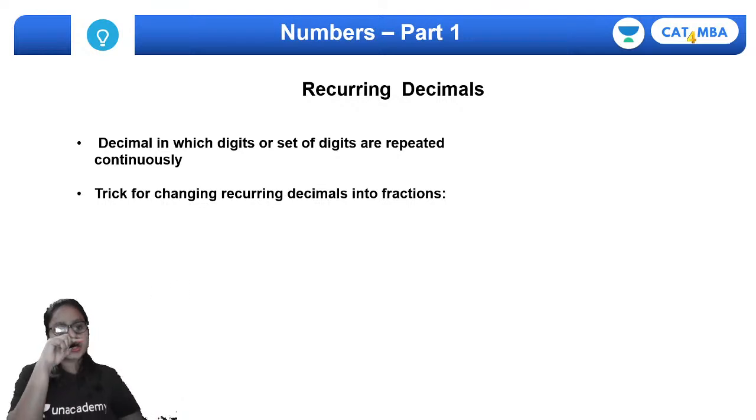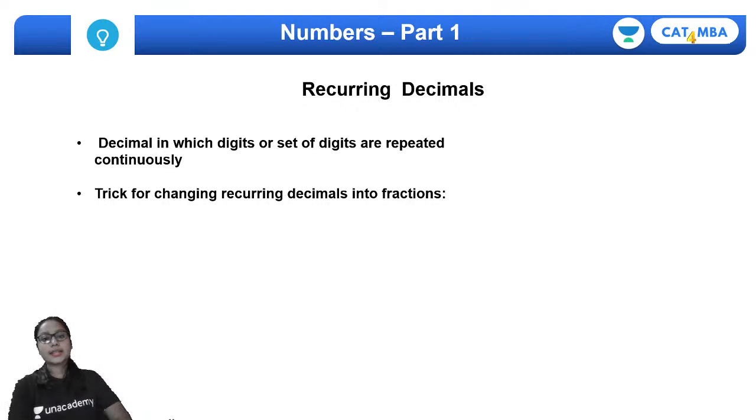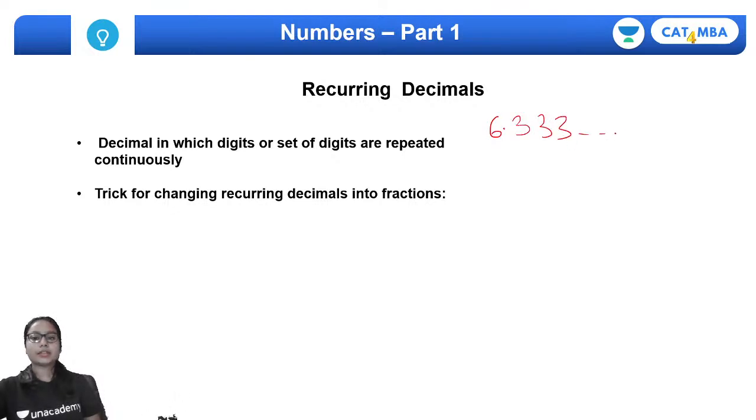Next. Now let us discuss again recurring decimals. We already know what recurring decimals are: decimals in which the digits after the decimal point are repeated, or a set of digits is repeated continuously. What do we mean by this statement? Let's see. If I have a decimal of this form, 6.333 and so on, it means the digit 3 is being repeated. So this decimal can be represented in this form, 6.3 bar. What does this bar represent?